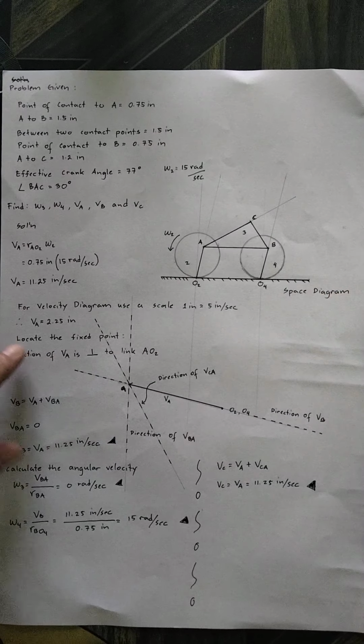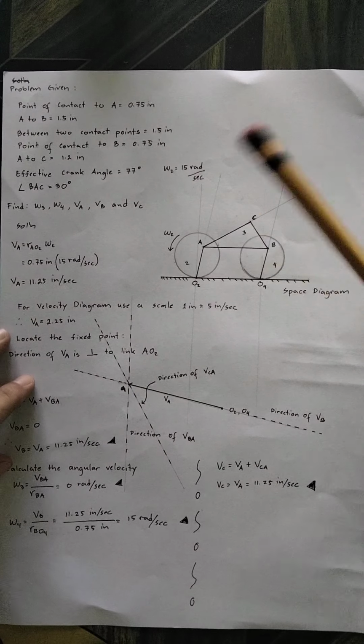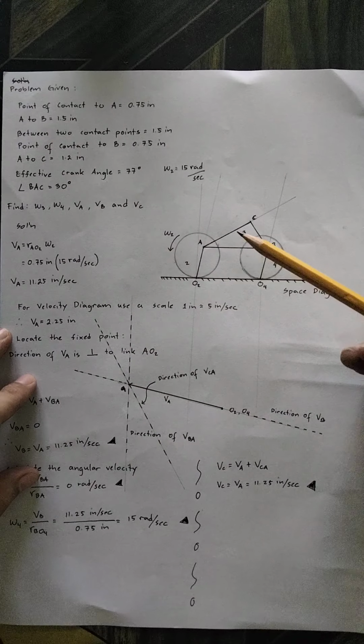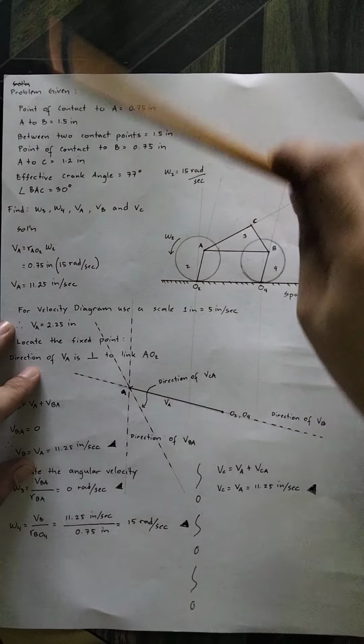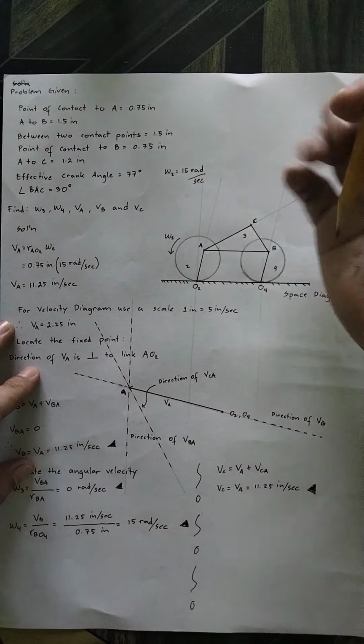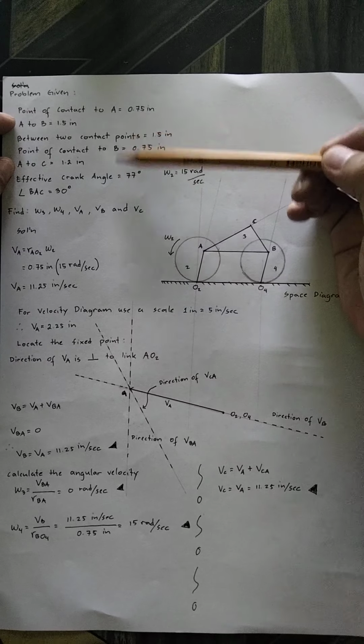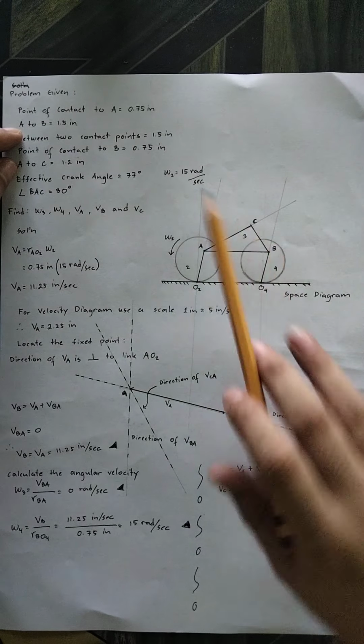Hello and good day. So this is the solution for the quiz under the velocity analysis. So I have here the given of the problem. So we have the point of contact to A. This is the list of distances, and this is the figure.